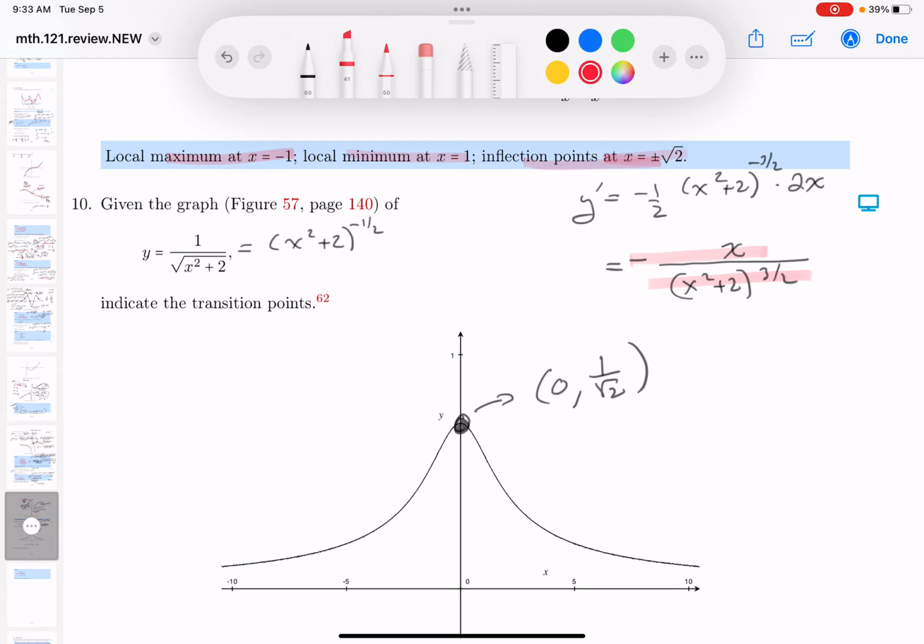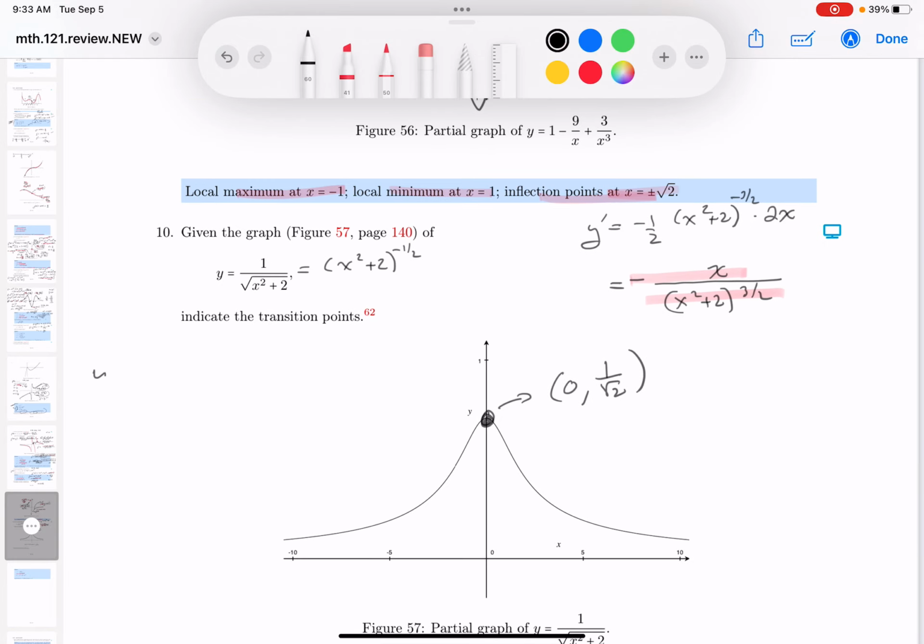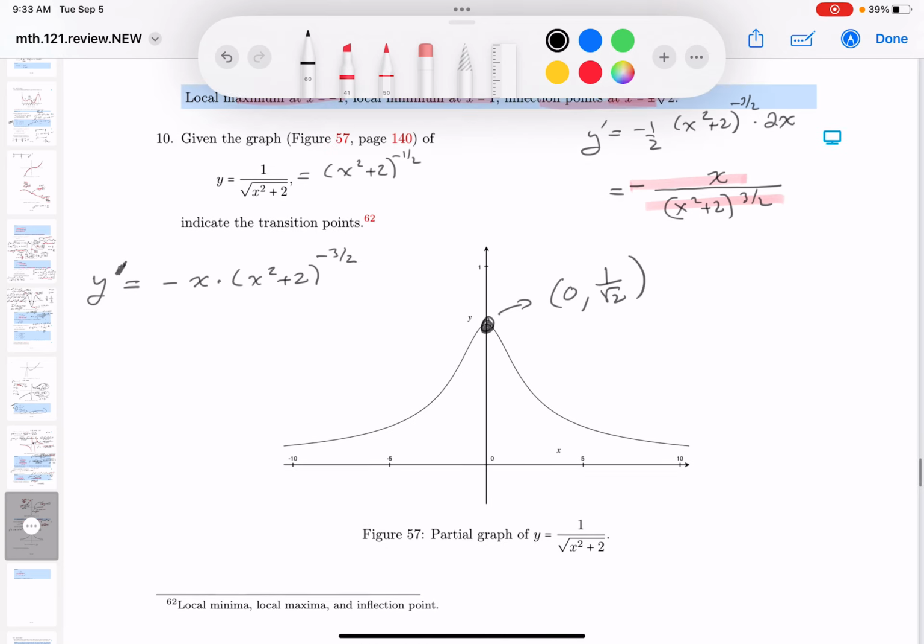So let me write this one down for you. And I know the second derivative. I'm sorry, I know the first derivative. What's that going to be? Let me be careful about that. It's going to be minus x times (x squared plus 2) to the minus 3 over 2. Yeah, it's more challenging now, all right? Much more challenging. So I'm going to do the second derivative.